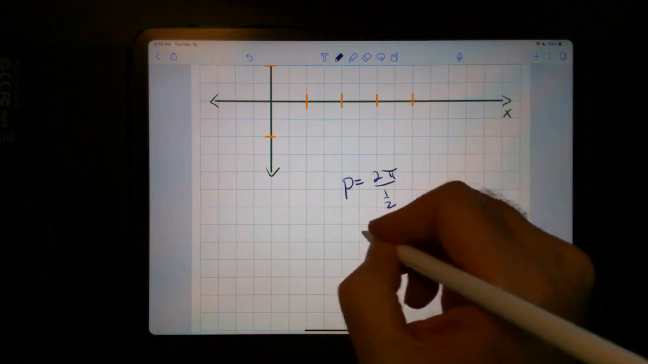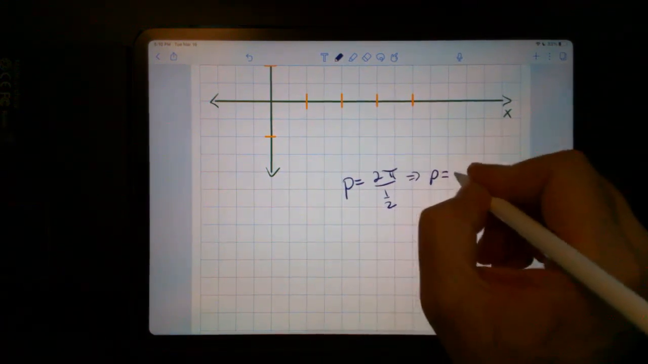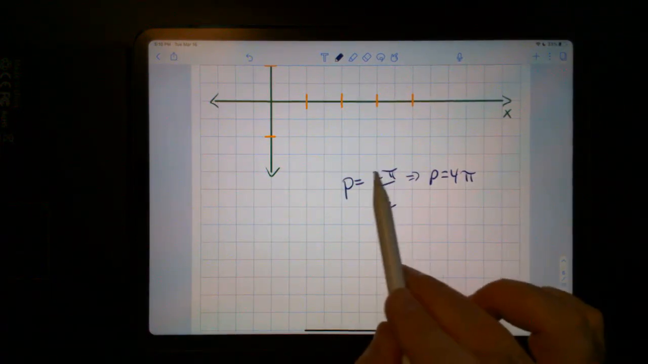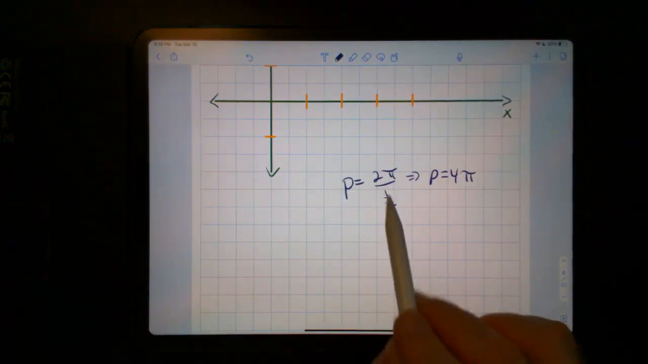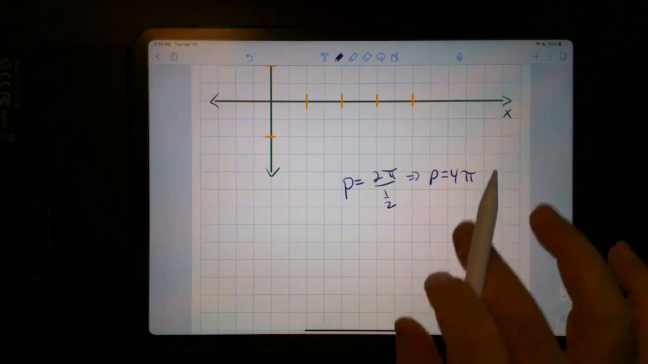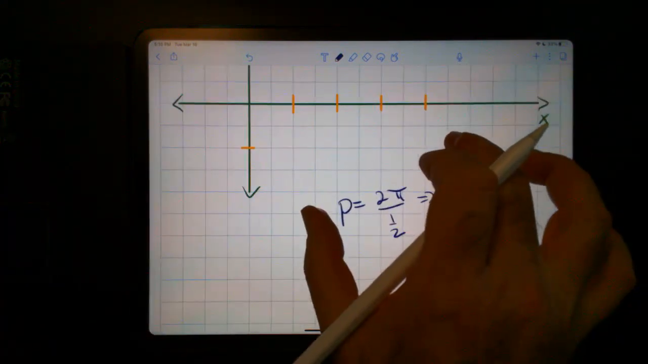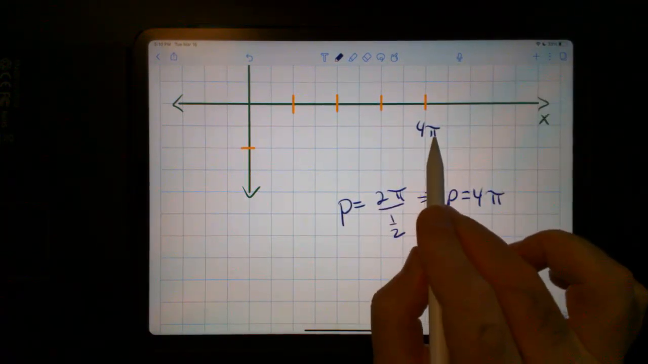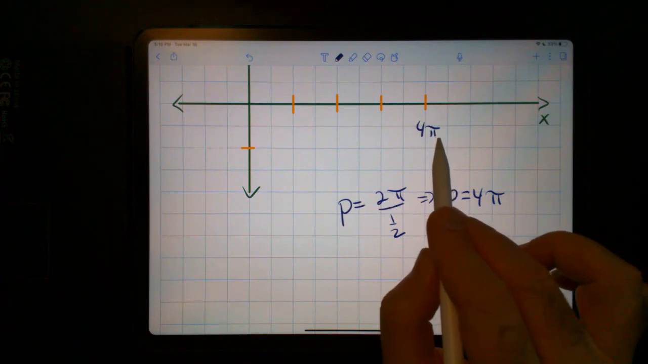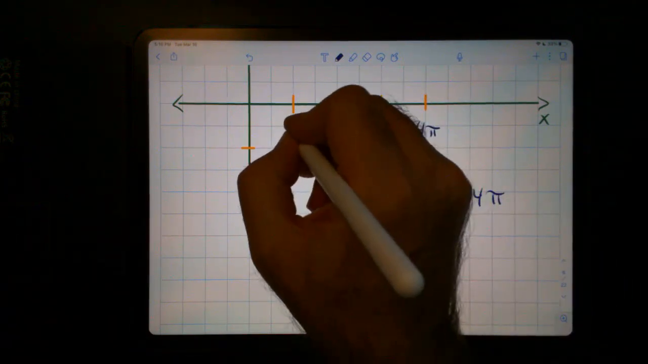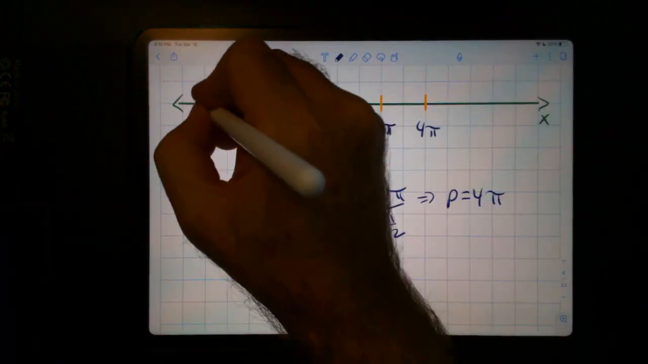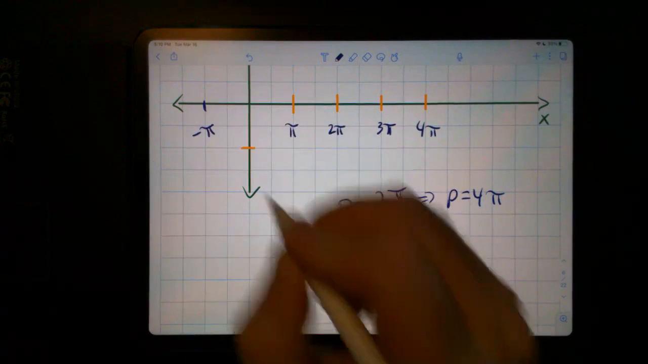So here our period is 4 pi. 2 pi divided by 1/2 is the same thing as 2 pi times 2. Okay, so our period is 4 pi. Multiply this by 1/4 to see our intervals, or maybe you can see it's just 1 pi interval. So 1 pi, 2 pi, 3 pi, and if you want, we can go negative pi.